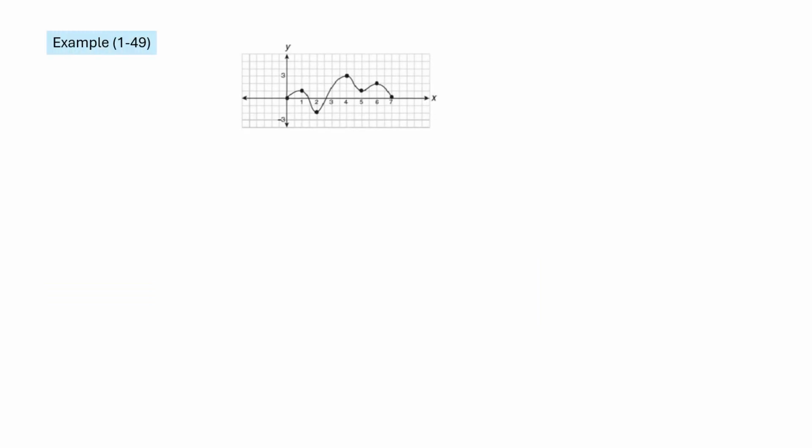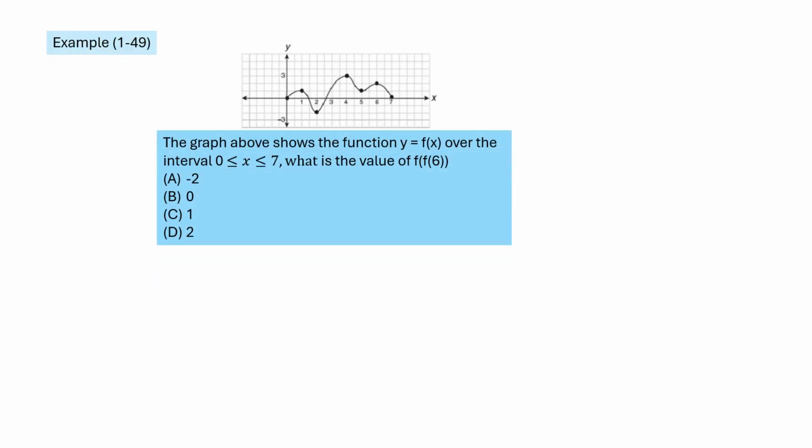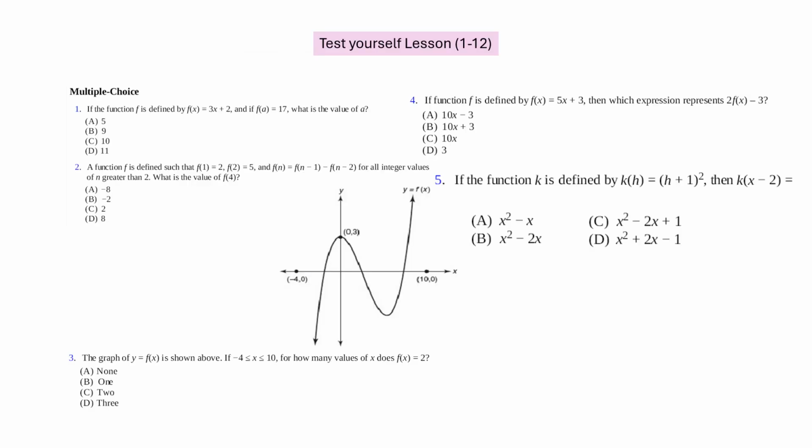Number 149. This graph is given. The graph above shows the function y equal f of x over the interval x greater than or equal to 0 and less than or equal to 7. What is the value of f of 6? Get f of 6 first from the graph: you will get 2, as you see. So from the graph, f of 6 equals 2. Then look at 2 and read the answer. So f of 2 equals negative 2, and the answer will be A.